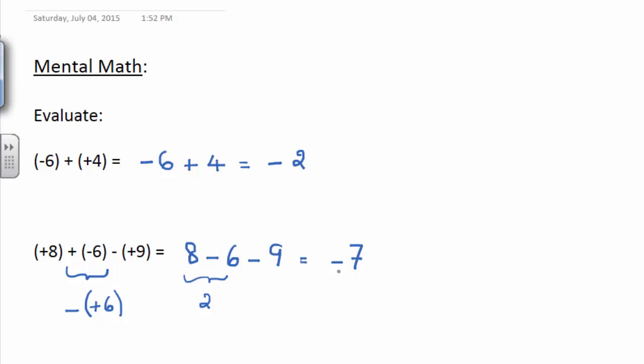And in the case of the positive integer, we can remove even the plus sign to make it easier and to make it more simple.